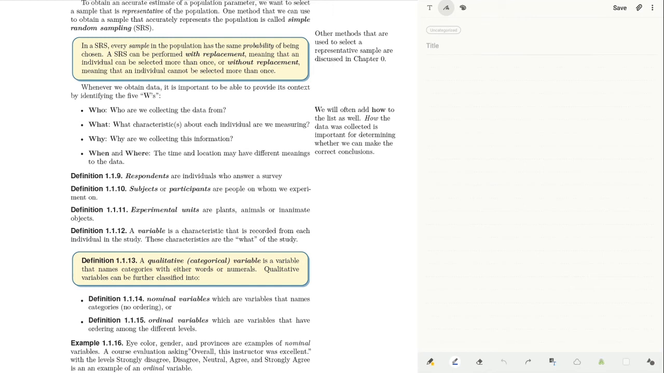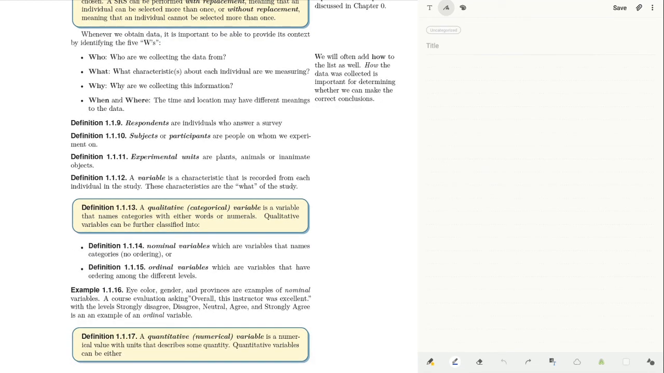Qualitative or categorical variables are variables that name categories with either words or numerals. And qualitative variables can be further classified into nominal variables, which are variables that have no ordering, or ordinal variables, which are variables that have ordering among the different levels. For example, eye color, gender, or provinces are nominal variables. An evaluation asking, overall, this instructor was excellent, with the levels strongly disagree, disagree, neutral, agree, and strongly agree is an ordinal variable.